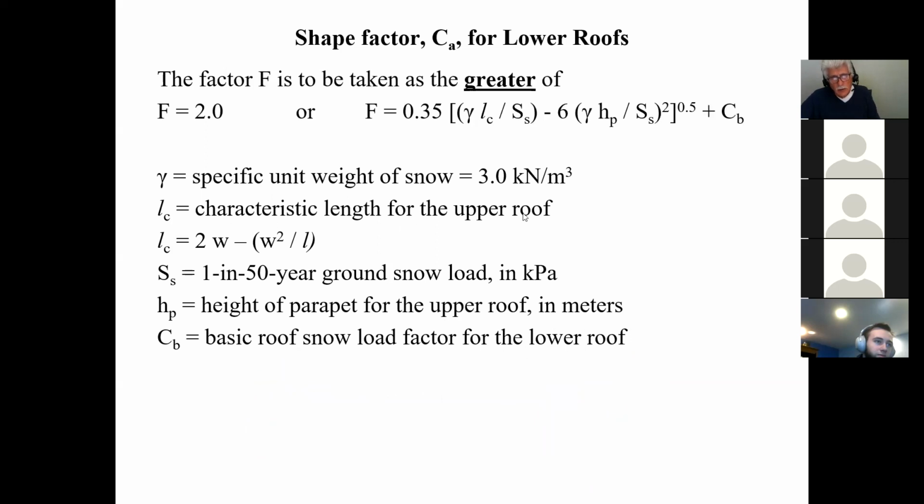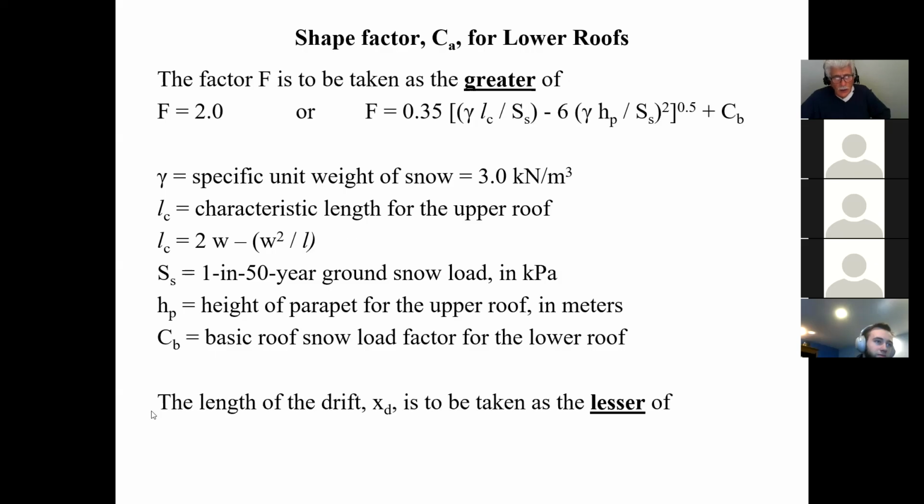So this is the characteristic length of the upper roof, and CB is for the lower roof. You've calculated that before, so you can just use that value. And then the length of the drift. In other words, how far should you assume that this drift is going to occur, that distance away from where the upper roof meets the lower roof?